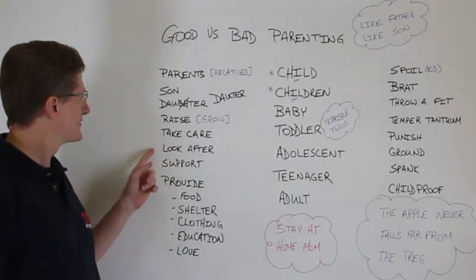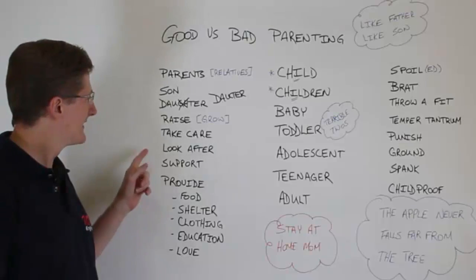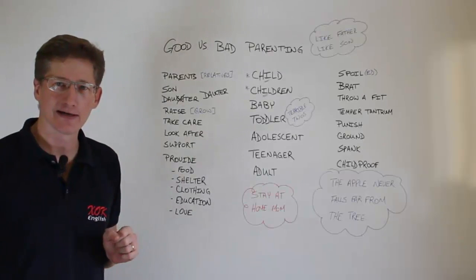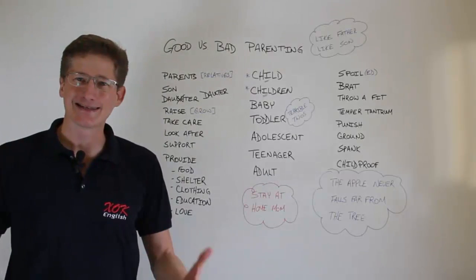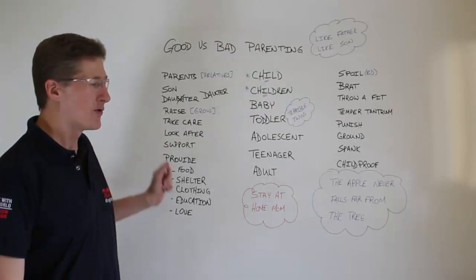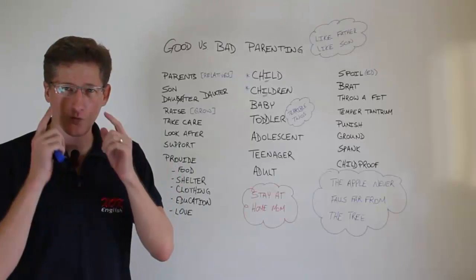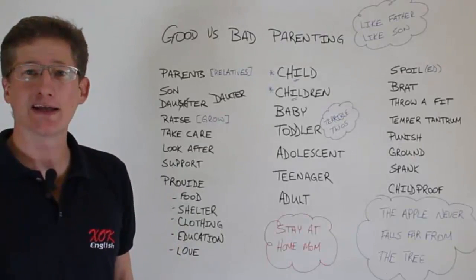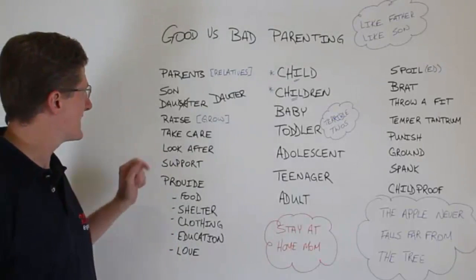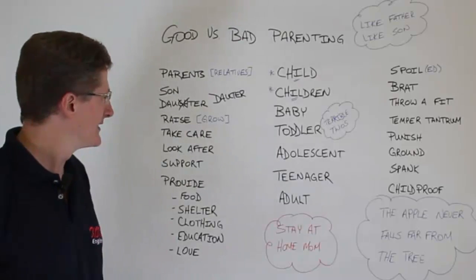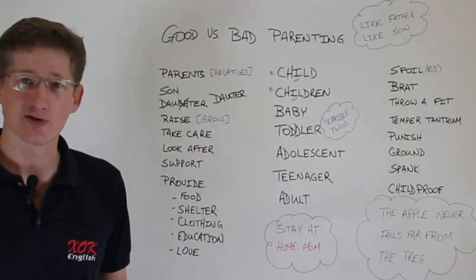Using these two words here, take care and look after, all right? So parents take care of their children, or they look after the children, all right? They're actually right there watching the children, looking at them. So you can say they take care of their children or they look after their children.